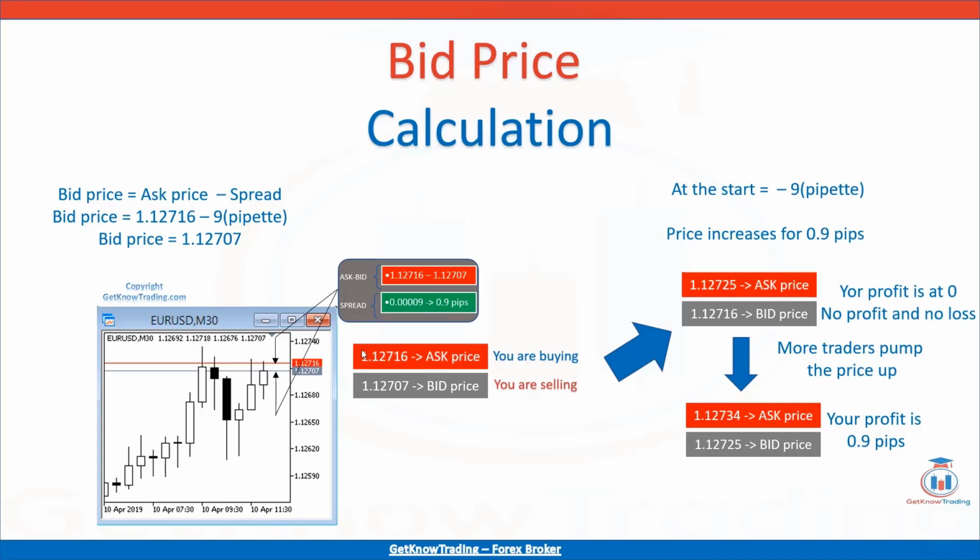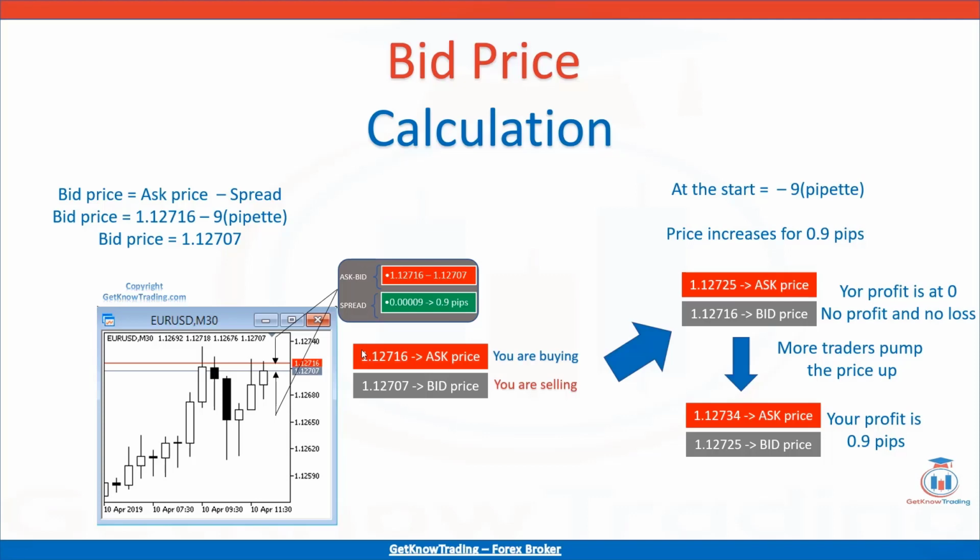So you need to wait until the bid price, which is 1.12707, reaches your entry price, which was the ask price at 1.12716. When that happens, you will be at zero, no profit and no loss. If the price continues to move up, you will make money. But what or who will move the price up so you make money?